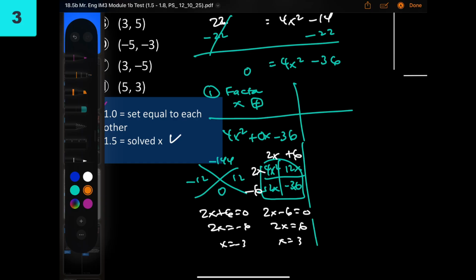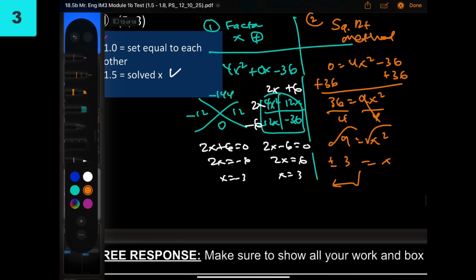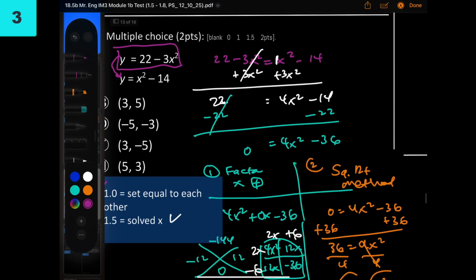Another way you could have solved this, which is faster, is called the square root method. We learned back at 1.3. Add 36 to both sides to move the C value over and isolate it. Divide by 4, get 9 equals x squared, pay attention here. Remember, it's plus or minus 3, which is the same thing over here. Okay, then you're just going to substitute that in. I think that one looks easy.